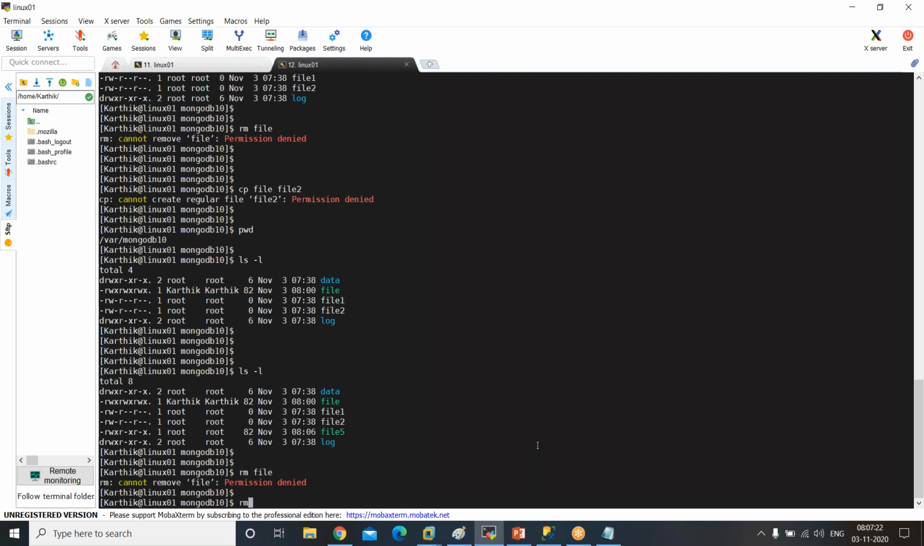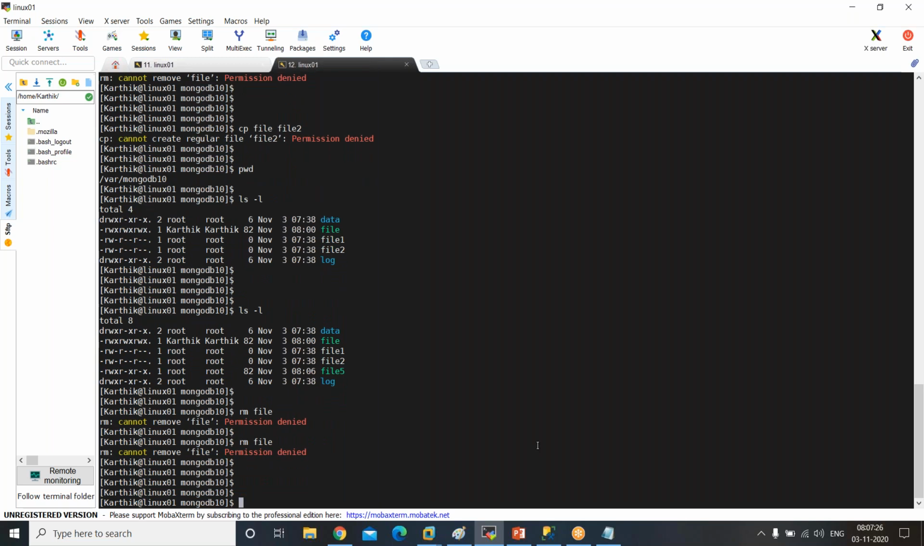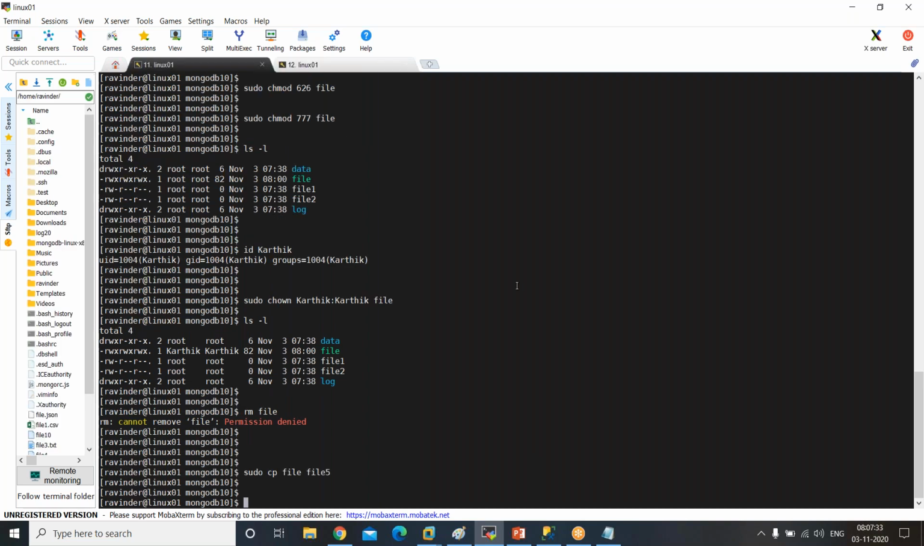Okay, coming to the directory level. Permission denied. So being the owner means you can only modify the file, as long as he is not owning the directory. Let's talk about the directory now.